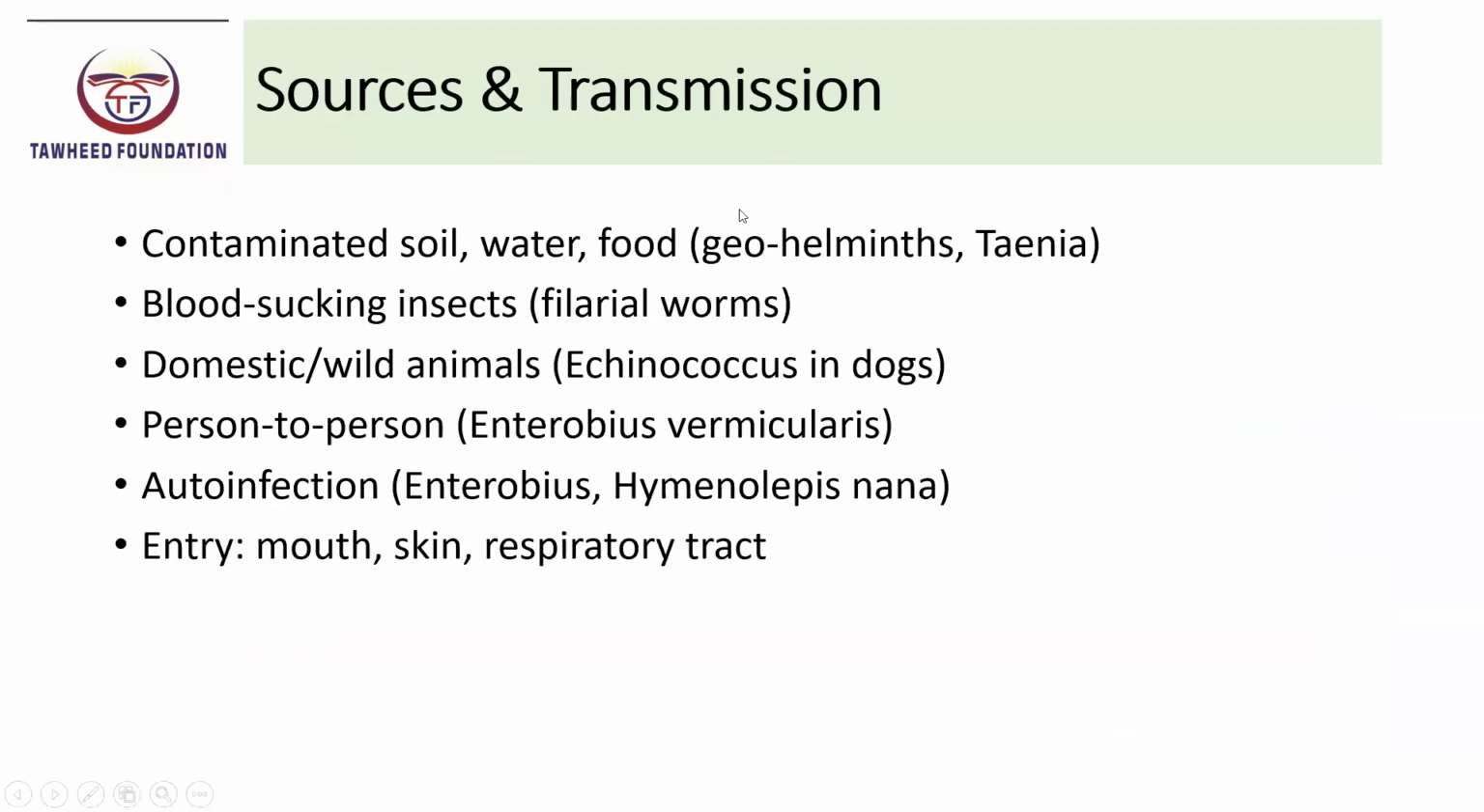There are two types of helminths, geohelminths and biohelminths. Blood-sucking insects cause filarial worms. Domestic and wild animals, for example Echinococcus in dogs. Person to person is Enterobius vermicularis. Next is autoinfection, which is caused by Hymenolepis nana. Entry is through the mouth, skin, and respiratory tract.